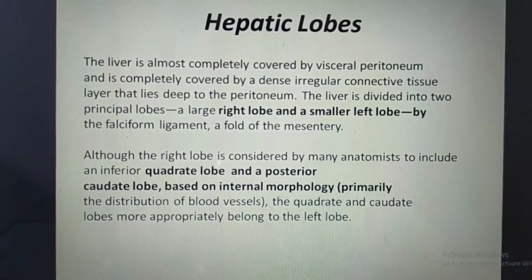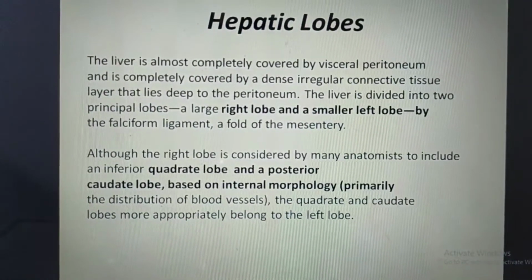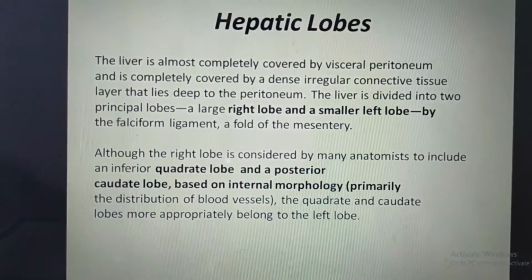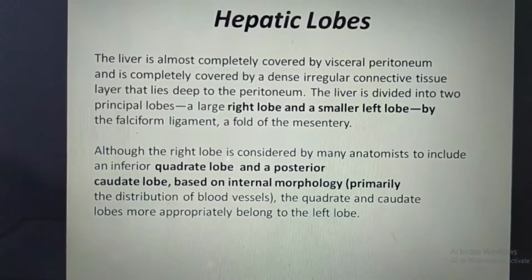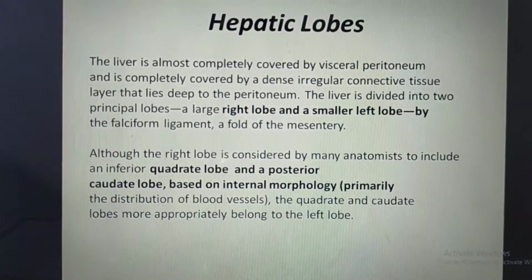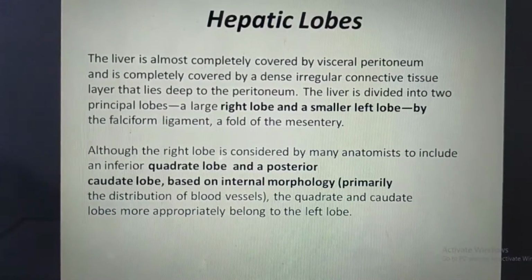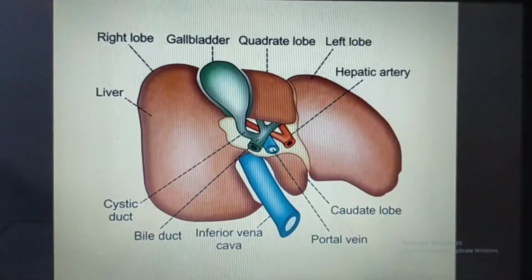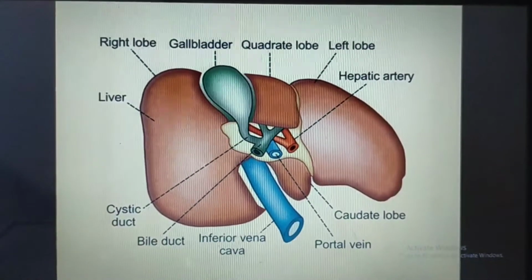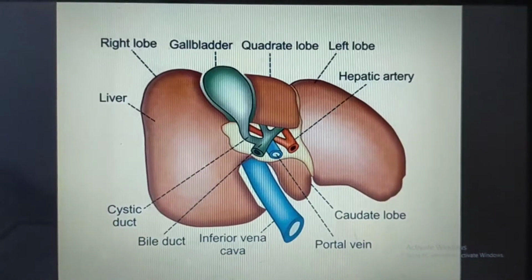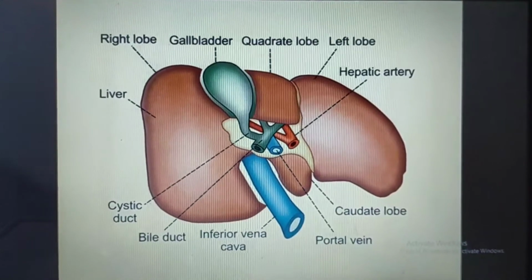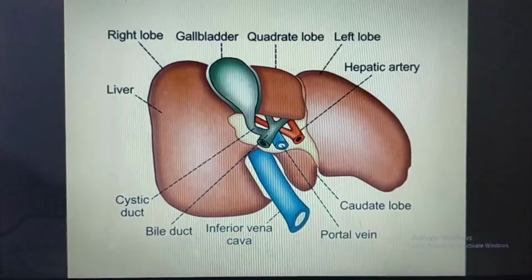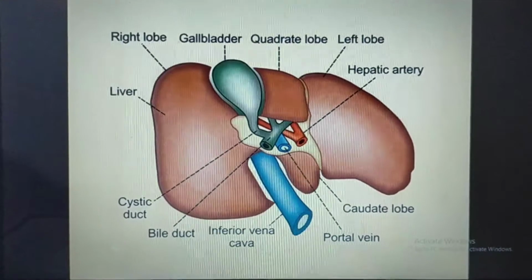Although the right lobe is considered by many anatomists to include an inferior quadrate lobe and a posterior caudate lobe, based on the internal morphology, the quadrate and caudate lobes more appropriately belong to the left lobe. So this is a figure of liver. Here you can see the right lobe, left lobe, quadrate lobe, caudate lobe, hepatic artery, portal vein, inferior vena cava, bile duct, cystic duct, and gallbladder.